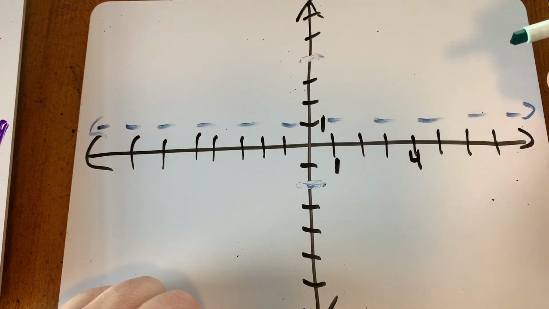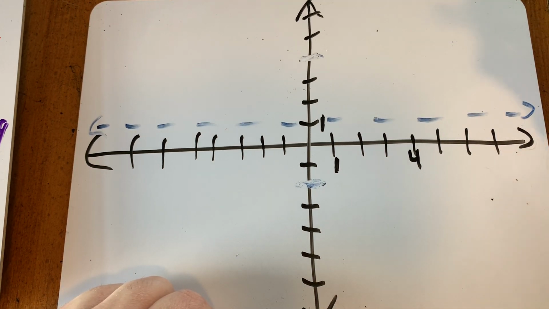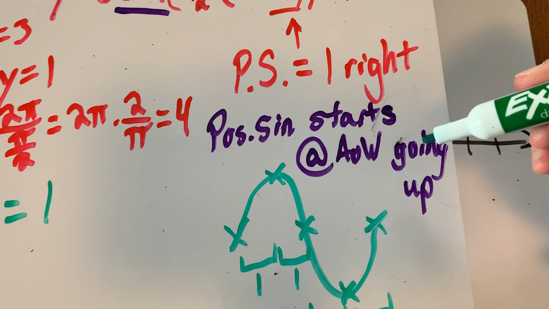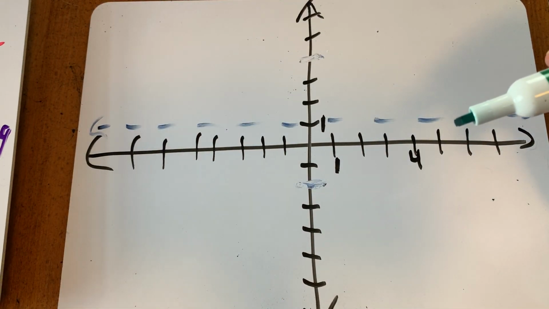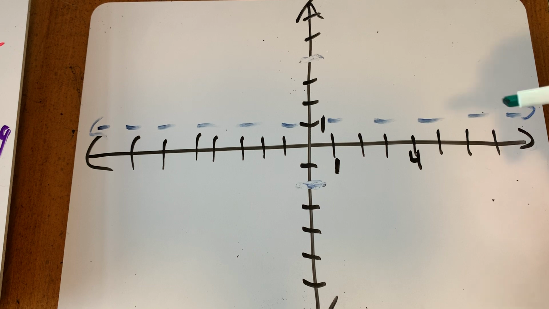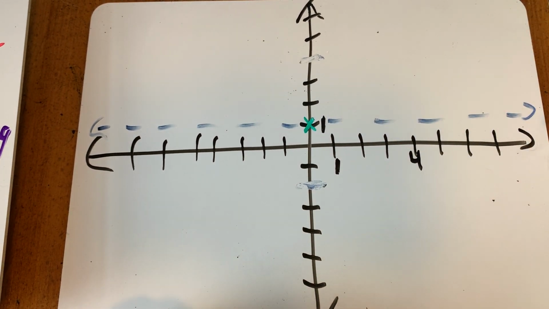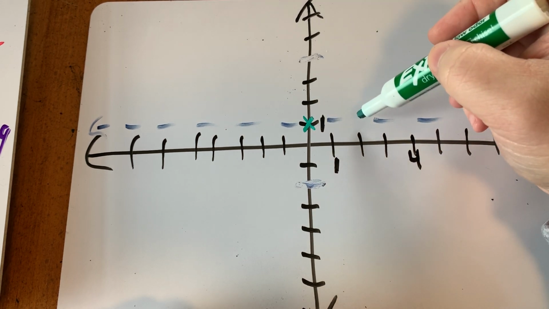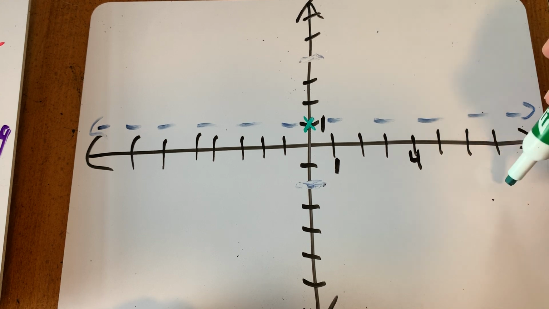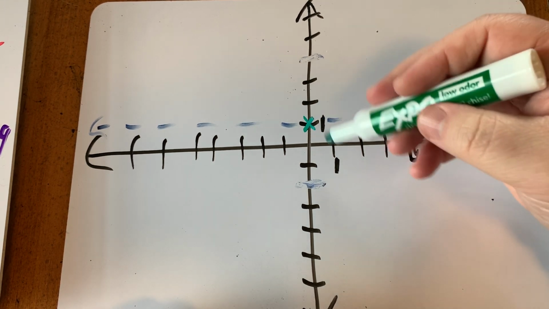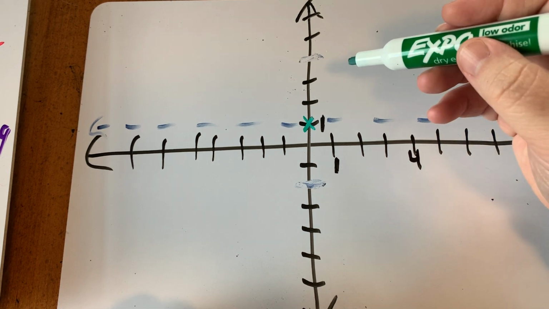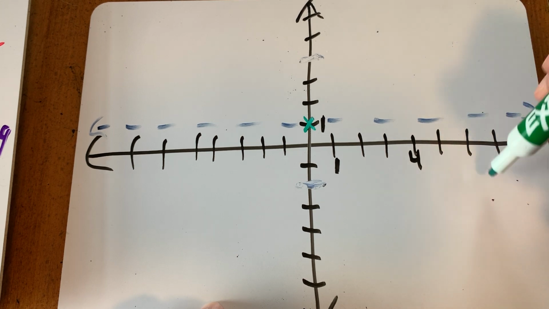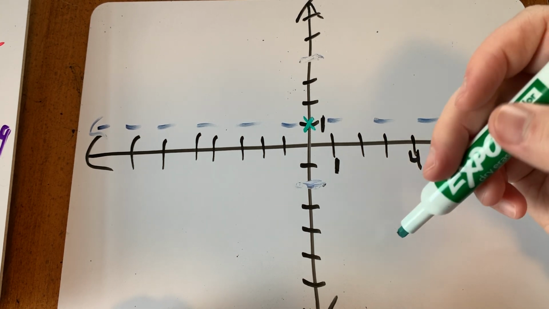So every tick mark, we're going to hit a critical point. And it's a positive sine function. Positive sine starts at the axis of the wave going up. So if we didn't have a phase shift, we would be starting here. We would be starting at the axis of the wave, and then we would go up, down, and so on. Sorry, I messed up. I usually like to say axis, maximum, axis, minimum, axis, maximum, axis, minimum, so on and so forth.